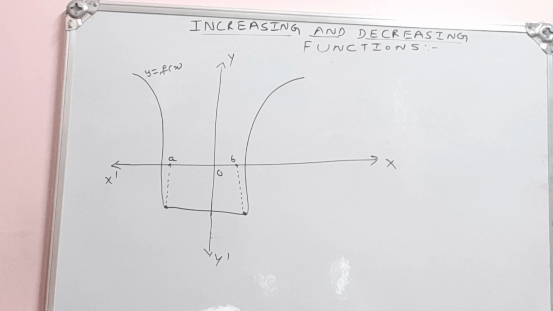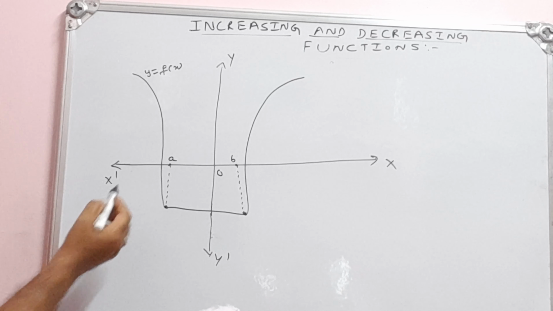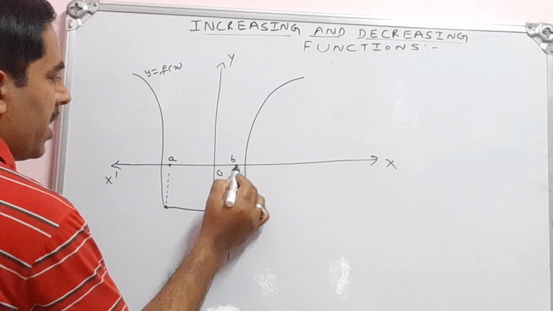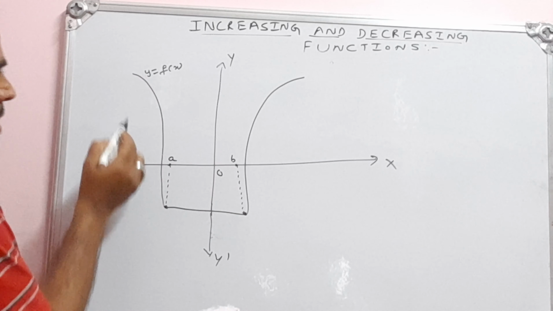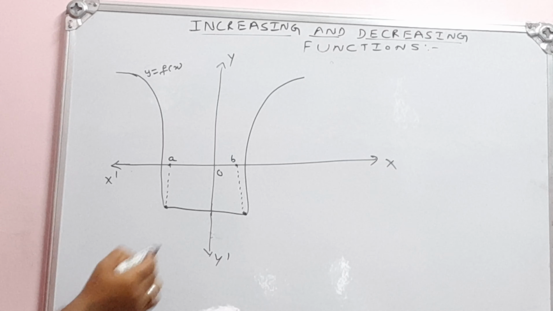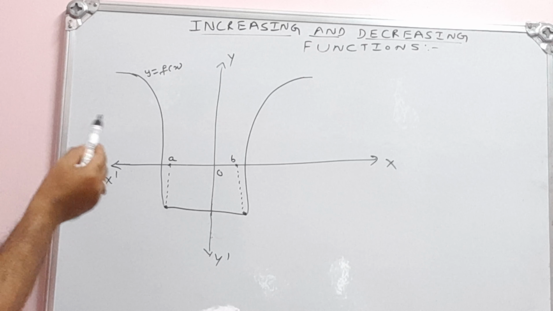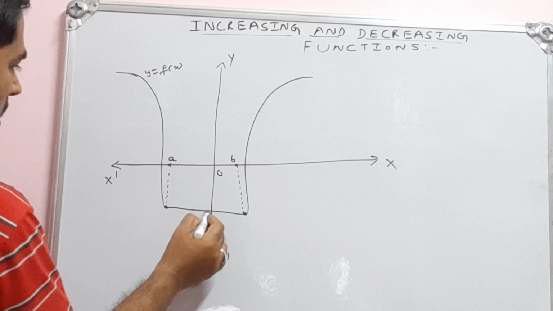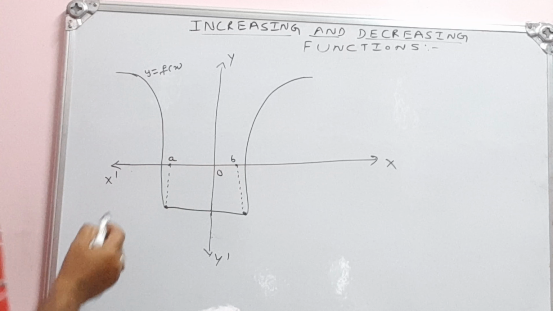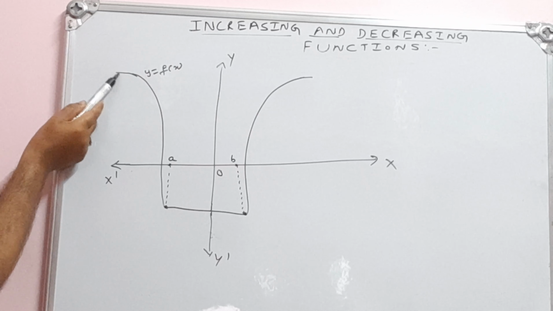On the x-axis I have considered 2 points. One is B, another one is A. This is the origin here. See here, the shape of the graph. Observe it from this point.